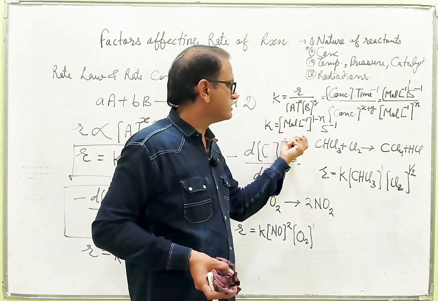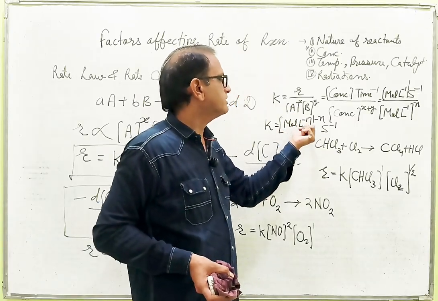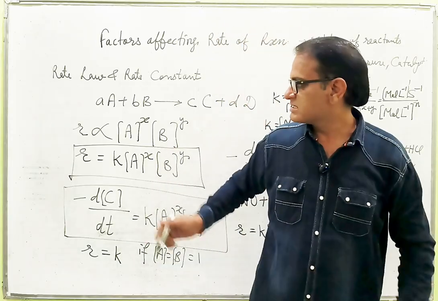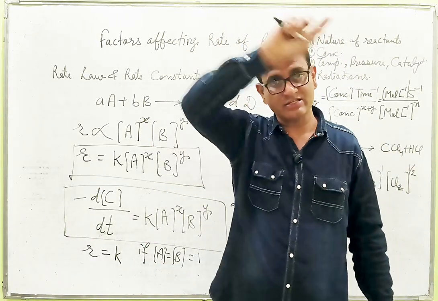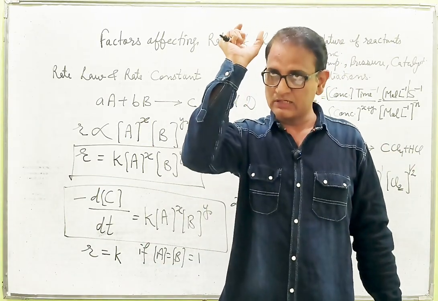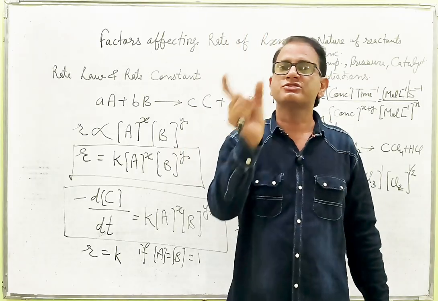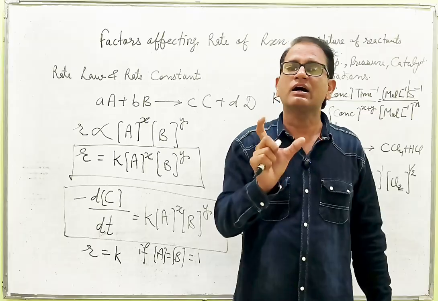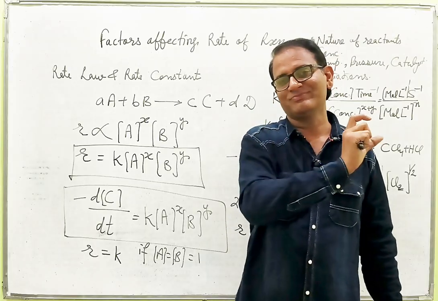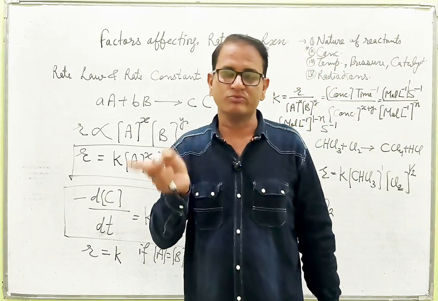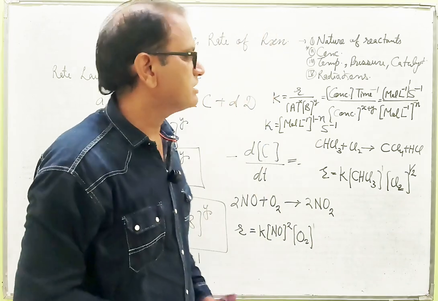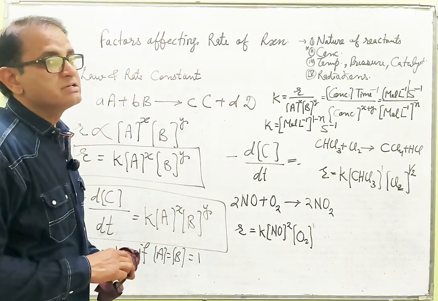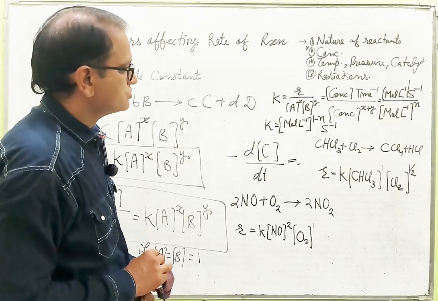For zero order it is mole liter inverse second inverse, and that is the same unit as the unit of rate of reaction. So the unit of rate constant for a zero order reaction and the unit of rate are always the same. This is also asked in many examinations: the order for which the rate and rate constant have the same unit is zero order reaction.